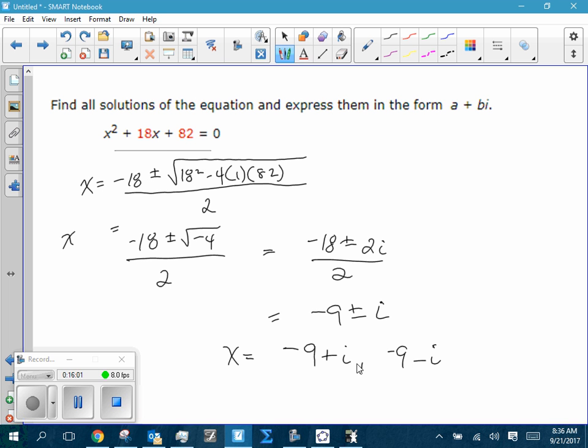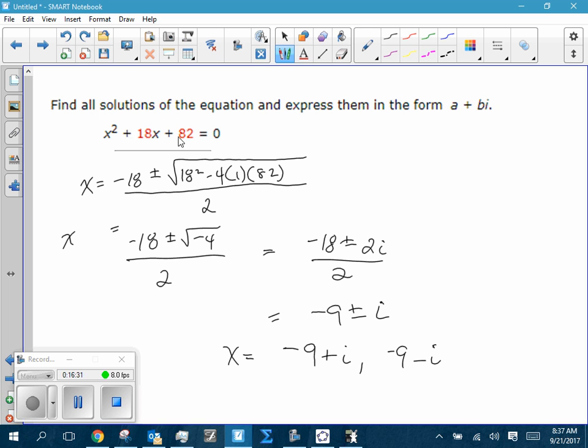It's kind of a corollary to it, or an attachment to it. But that's how you approach that problem. Is that doable? Let's see here. You should be able to check that. You should be able to plug that x back in, square it, multiply by 18, add 82, and it will evaluate to 0.